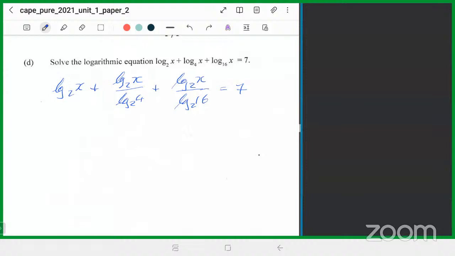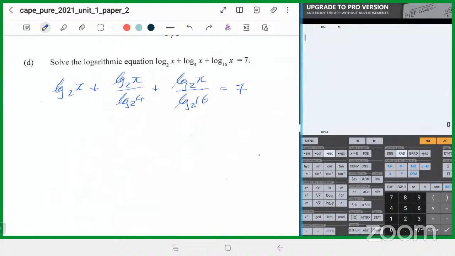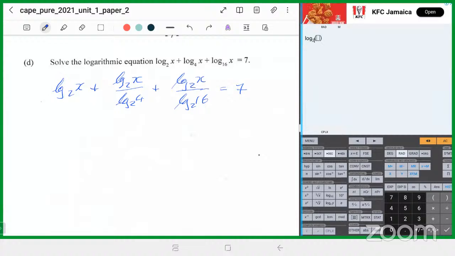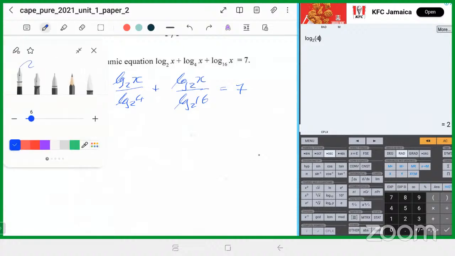That numeric, so we can actually work them out. So log of 4 to base 2, it's going to be 2. See it there? So this is 2. This is 2.